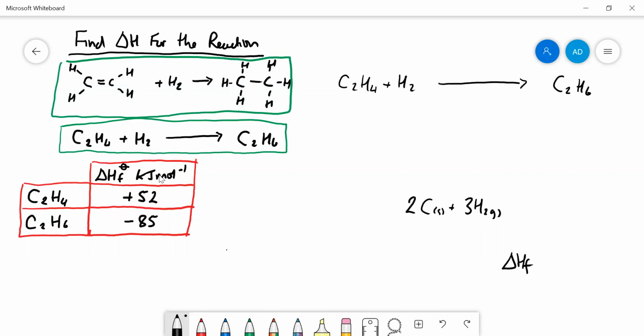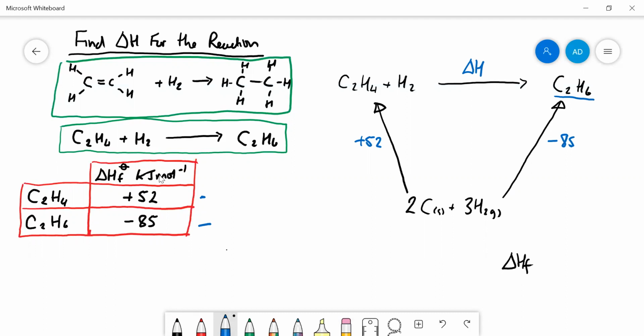Okay, delta HF, which way do the arrows go? Well, we're forming these compounds, so the arrows have got to go up, haven't they? And we want to find out this value, delta H, for that bit of the cycle there. Let's look at this arrow here. We're forming 1 mole of ethene. The delta HF of ethene is plus 52, so that's going to be plus 52 kilojoules on there. And on this arrow, we're forming 1 mole of ethane. The delta H value for that one is minus 85, so that's going to be minus 85 kilojoules.